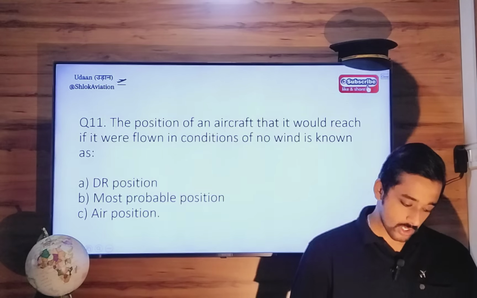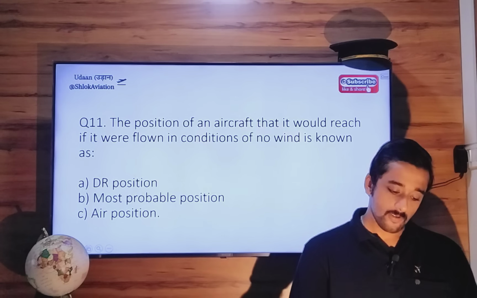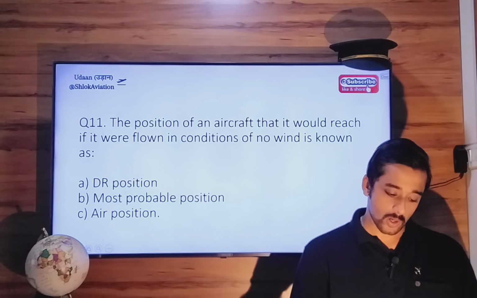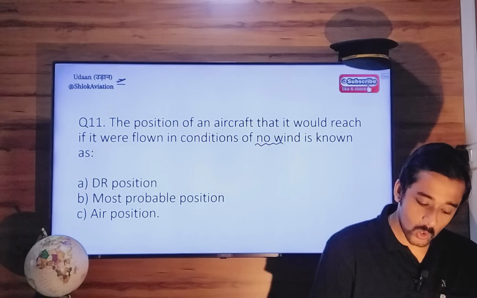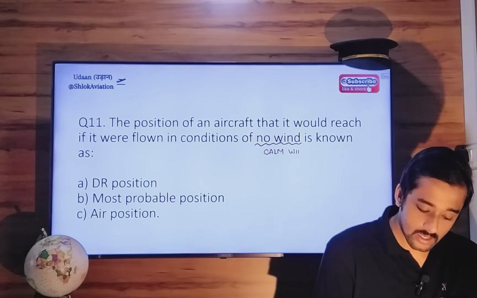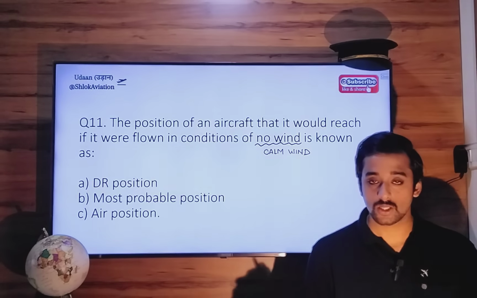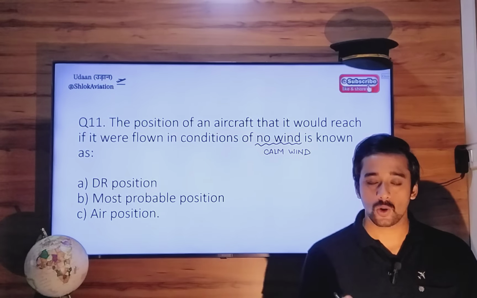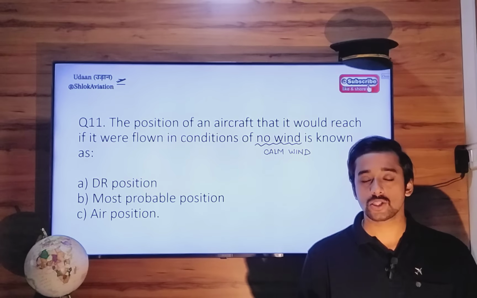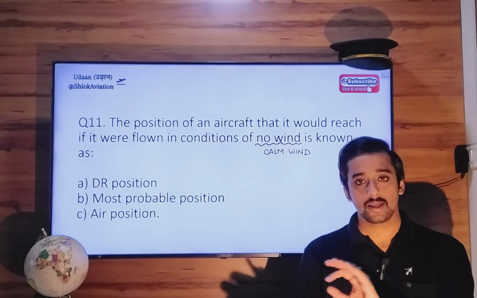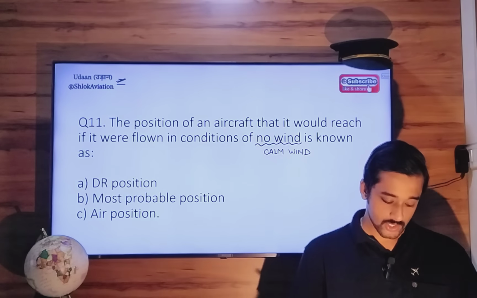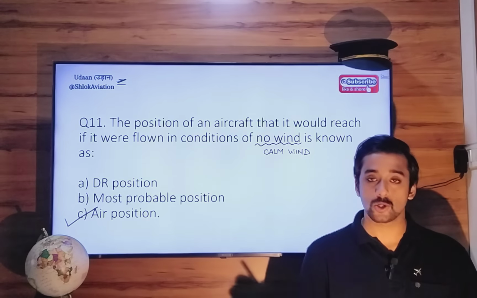So let's start with question number 11. The position of aircraft that it would reach if it were flown in conditions of no wind is known as what? Here they are talking about no wind conditions, that means calm wind conditions, or stationary wind: no headwind, no tailwind, no crosswind. So the position of your aircraft when you start from A to B, that final destination position will be what kind of position? The correct answer is option Charlie, air position.